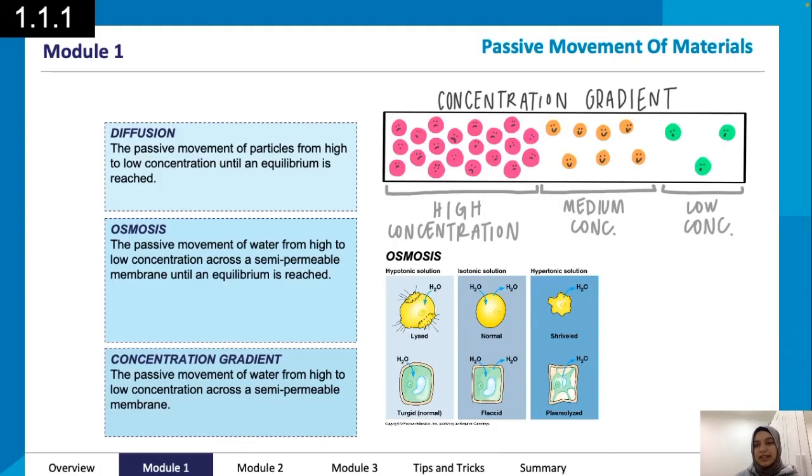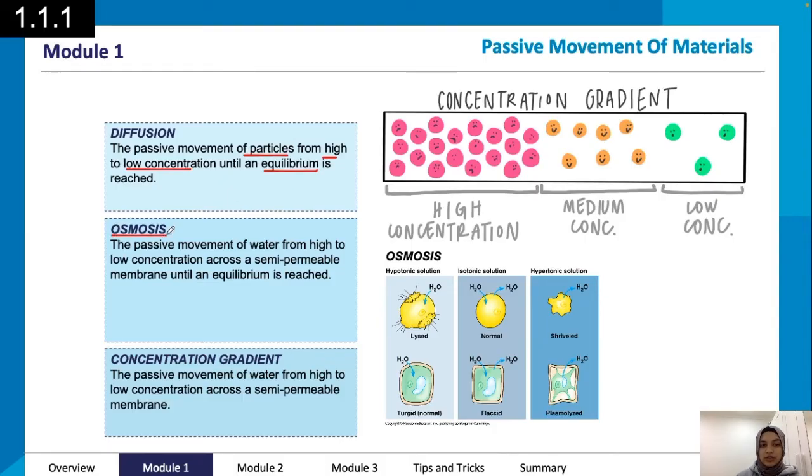So, passive movement of materials. There are 3 types, right? Diffusion, osmosis, and the concentration gradient. Make sure that you know these and you know how they work. Diffusion is the passive movement of materials from high to low concentration until an equilibrium is reached. Osmosis is the passive movement. These are all going to be passive movements. So diffusion again, high to low concentration until equilibrium is reached.